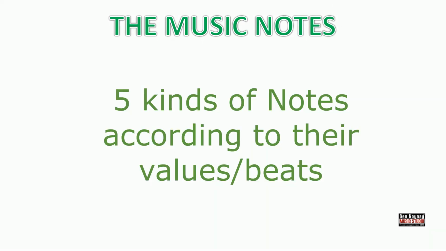The third in the list of our first set of music symbols are the notes themselves. For this course, we shall be recognizing 5 different kinds of notes, and we are going to learn them according to their values. By values, I mean their beats. In other words, every one of these notes has its own number of beats, and that's how we are going to classify them. This is the whole note, and it has 4 beats.